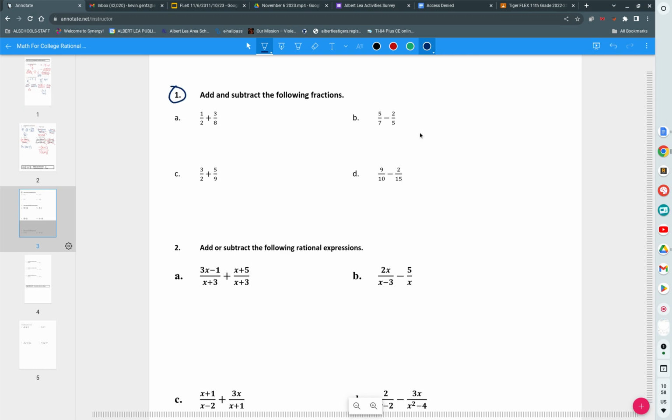But what do you have to have if you're adding and subtracting fractions? Common denominator. So if I have 1/2 and 3/8, what's the common denominator? 8. So I'm going to multiply the top and bottom of this fraction by 4. And as I do, I get 4/8 plus 3/8. So I get 7/8.